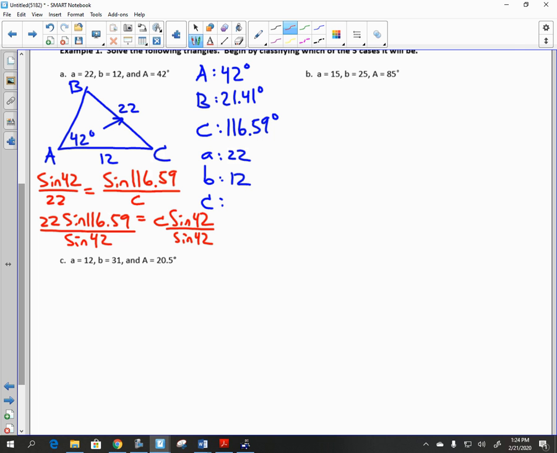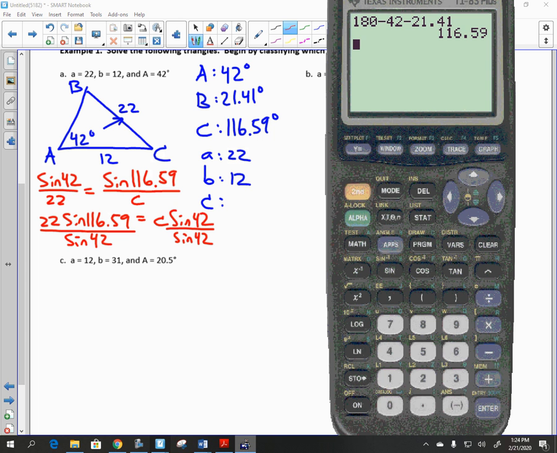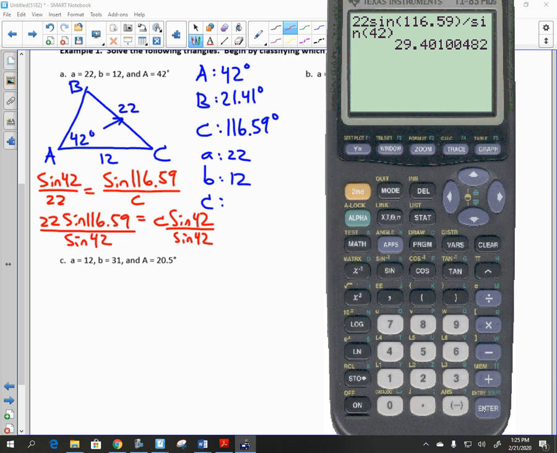So, I'm sorry, I thought Zelly had a question there. So 22 sine of 116.59, and I divide, remember, close my parenthesis, divided by sine 42. We've been there. I get 29.40.